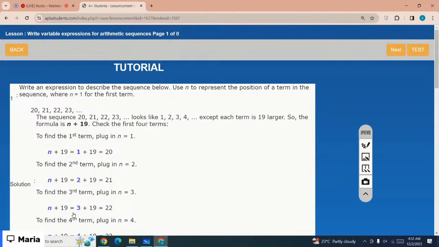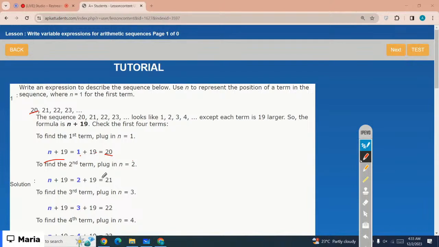One of the numbers is fixed, right? The other number is changed. You can see here, for example, it is n plus 19, right? You can check like this. The first term is 20, so that means 19 plus 1 is 20, right?